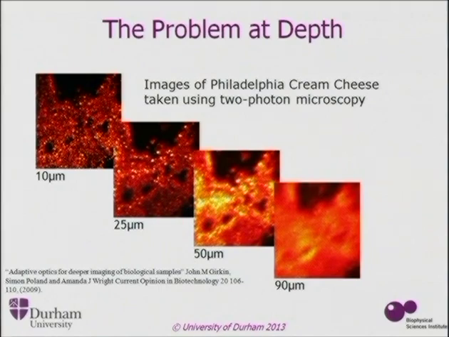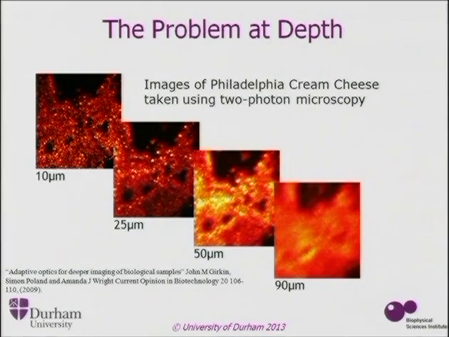But these are images that were taken. At the top, this is 10 microns in. You can just about make out that they're little balls of fat. In fact, they're about 2 or 3 micron balls of fat covered with protein in water. And the protein sticks the fat and the water together. But as we go deeper in, the image is getting more and more blurred because each one of these little fat droplets is acting like a lens, and it's steering the light around.